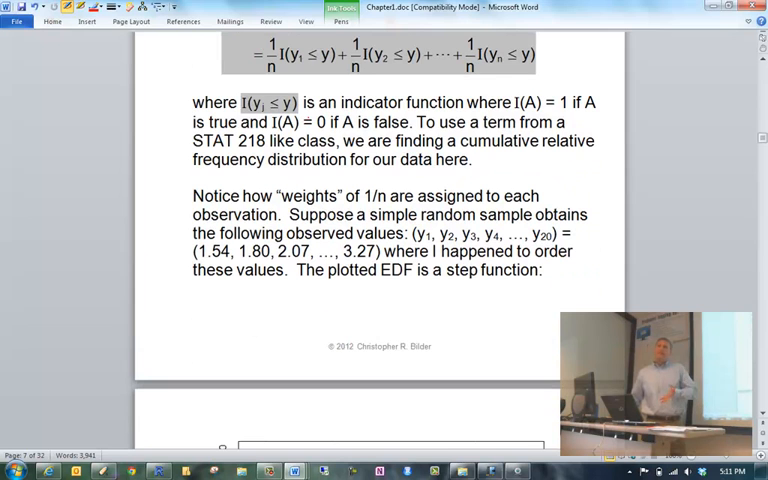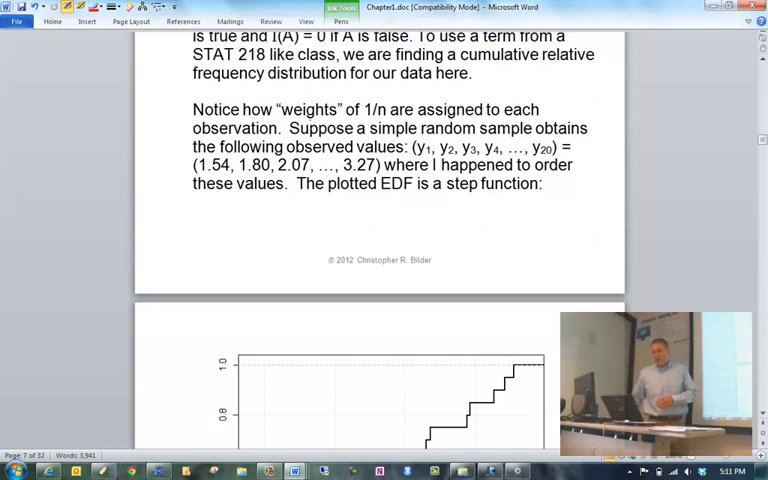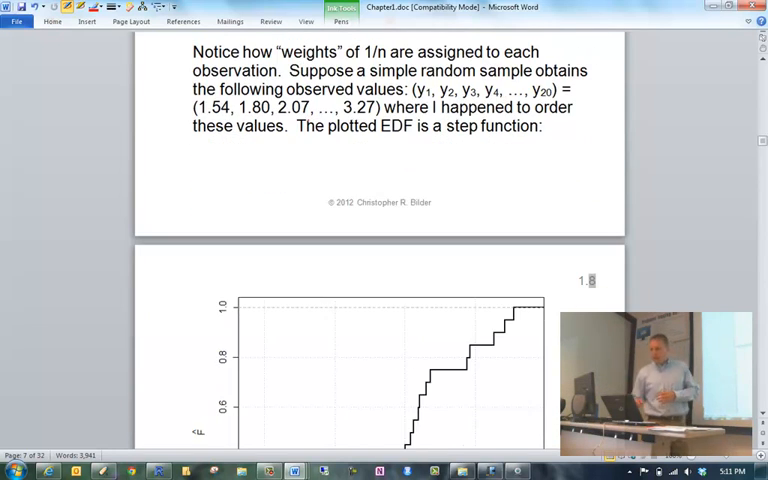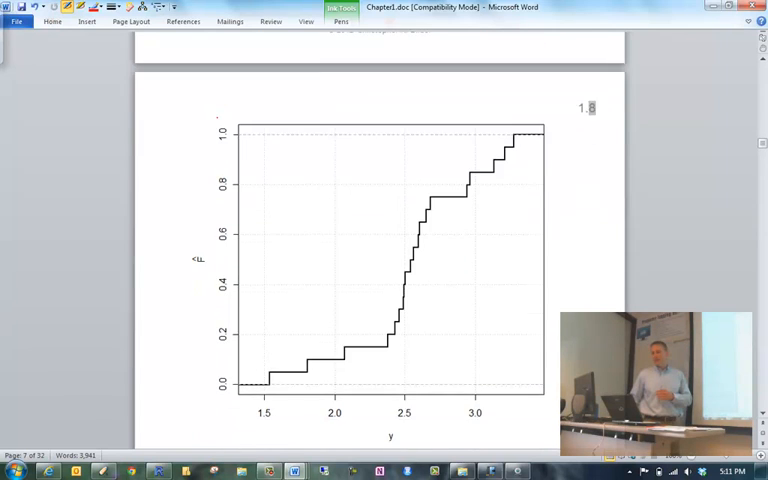So what does an EDF look like graphically? Let's say I had this sample here. I don't give you the whole sample because it's not really important. But let's say y1 ended up being 1.54, y2 ended up being 1.8, and so on. To make things easy, I've ordered everything. Sample size of 20. And this is what the EDF looks like.